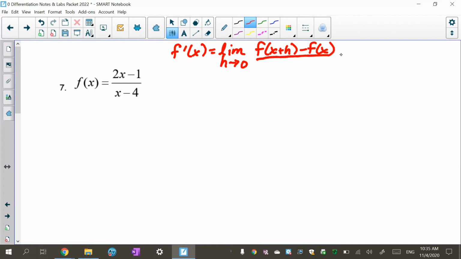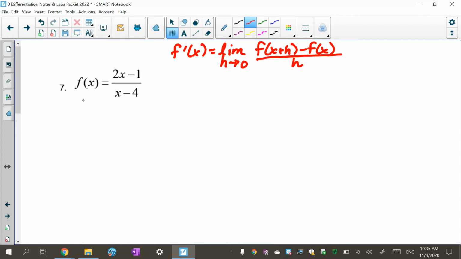And like I told the class yesterday, the only difference between this and a derivative at an actual point is that instead of x's, we had a's. And there's more algebra with this because you're not going to get as many numbers. So we're actually looking for the derivative function.